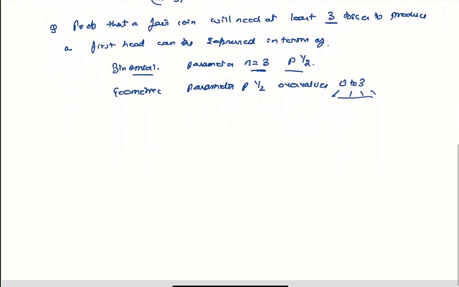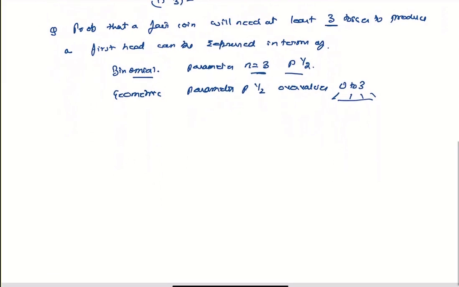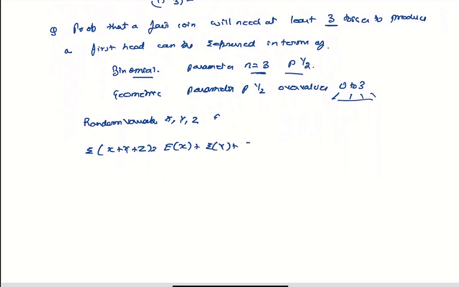Some of the other things which we have also discussed previously are expectation and variance calculation for random variables. So for random variables x, y and z, the expected value of x plus y plus z is equal to expected value of x plus expected value of y plus expected value of z. This can happen whether or not they are independent.